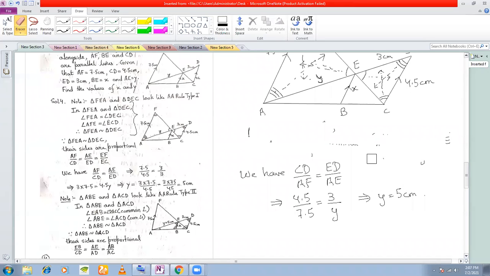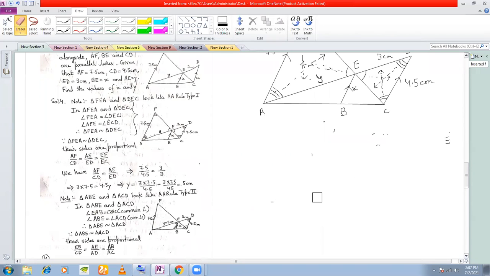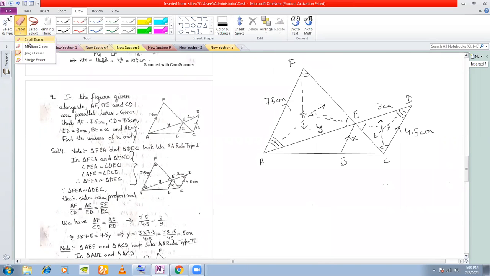Just remember that we have already found out the value of Y. Okay? Because we'll be using the value of Y in the next part. And if required, we'll be using. But since we already found out, we can use. So for the next part, we'll just put the value of Y here. The value of Y we have found out to be 5 centimeters, right? And you need to find out the value of X.